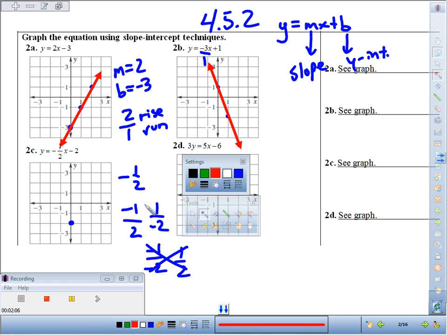Okay, if you think of -1/2 as being the -1 on top, rise over run, drop 1, run 2. Or if you think of it as the negative on the bottom with the 2, well then I'd rise 1 and move left 2. Rise 1, left 2. Either way, it creates the correct line.